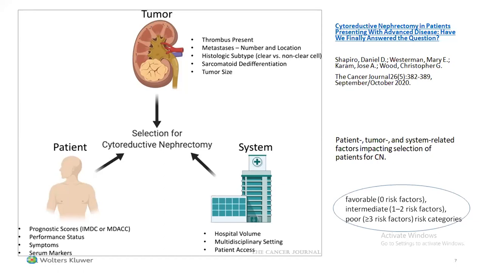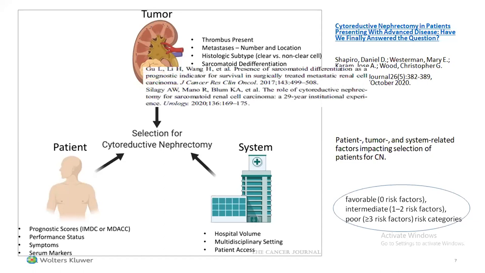Number three, if you have a pre-surgery biopsy, it may show clear cell, non-clear cell, or sarcomatoid differentiation. Sarcomatoid differentiation is a poor prognostic factor, because many articles have been published on the presence of sarcomatoid differentiation as a prognostic indicator for survival in surgically treated metastatic RCC. The data was published in 2017 and 2020 as well.